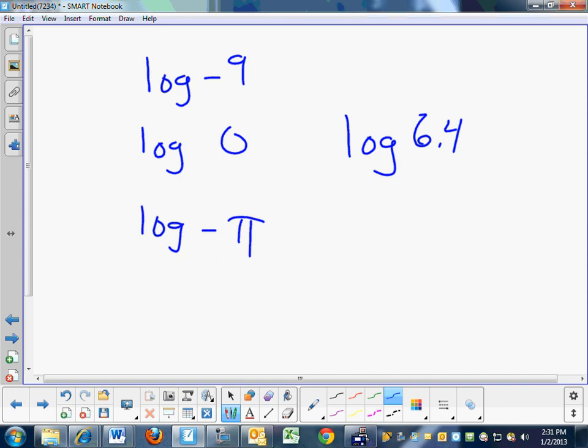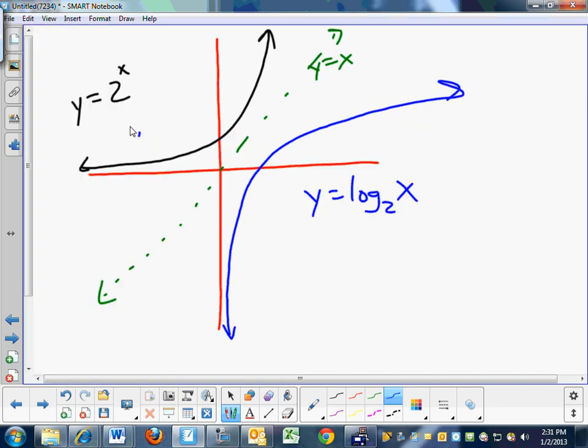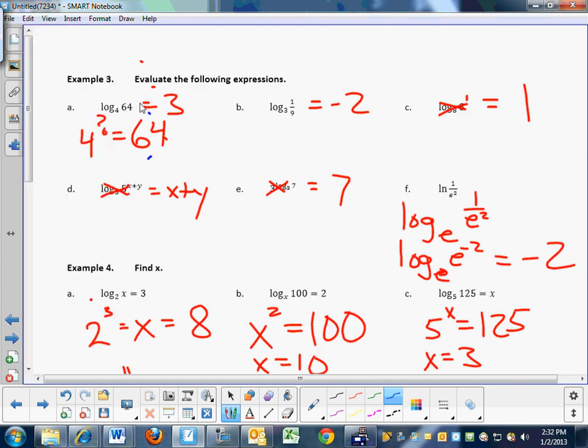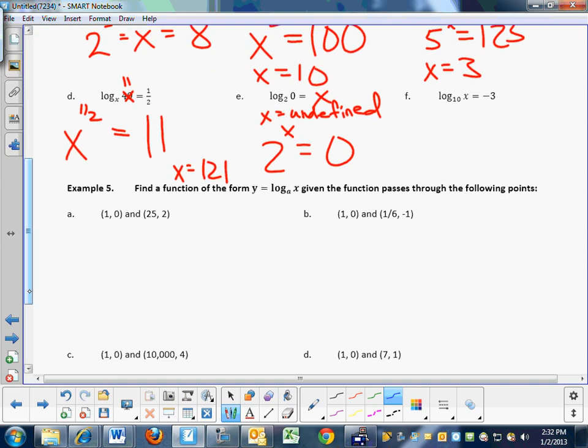And we will take more time, if we have time at the end of this unit, to examine the domain and the range and the relationships of these graphs. But that's how you think through this. So think of this graph, flip it over the line y equals x. This is your new graph. There you go. Okay, let's finish this off. Log base 10 of x is equal to -3. That means 10 to the -3rd power is equal to x. So what would x be? One over 1,000.